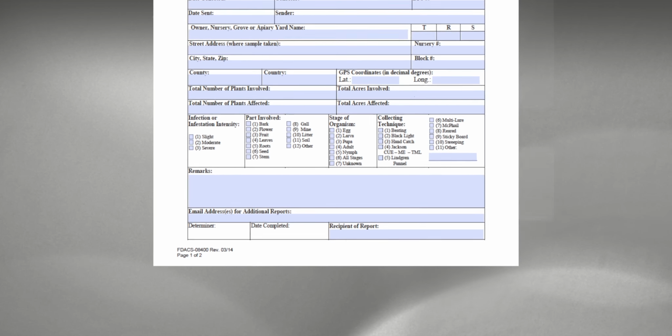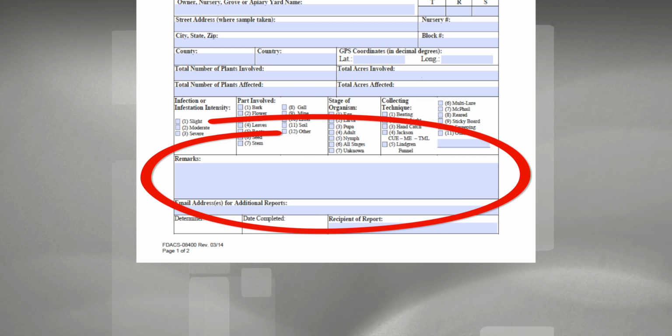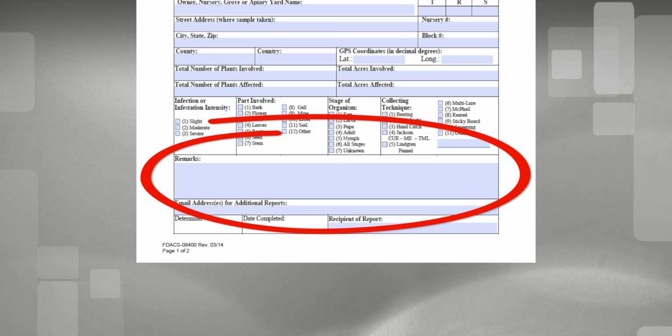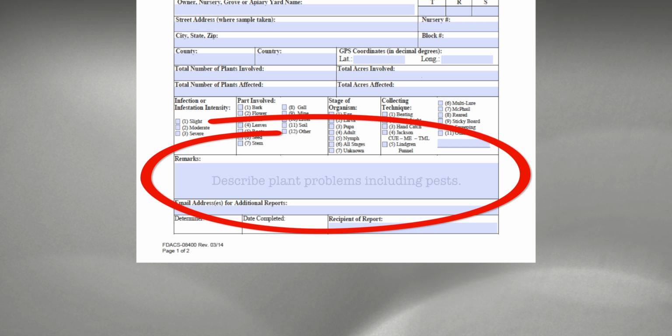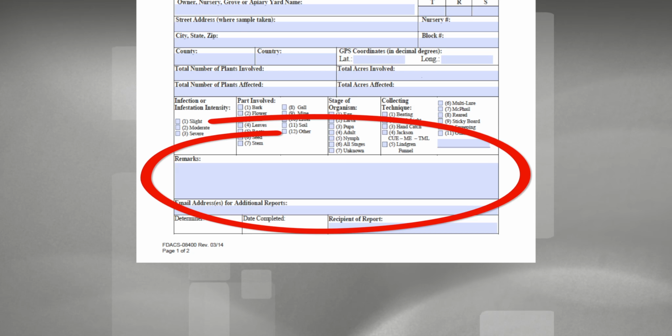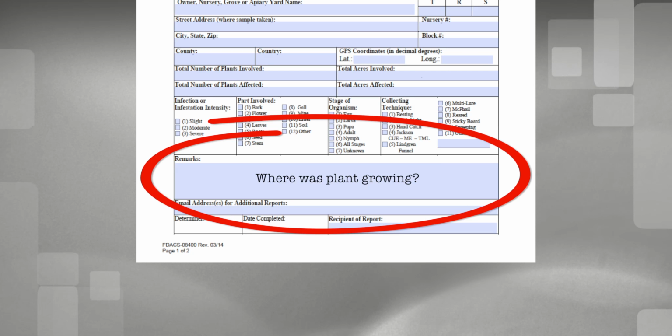And then you can skip over several of those lines to remarks. And there you can note if your mailing address is different from the location where the plant was collected, if you're sending in a plant with pests, if you describe some of the problem that you've seen, if you think there are insects and you'd like to say where on the plant the insects were most common. Anything that you can think of that might help us, like was the plant growing in a pond that you've planted in your yard?